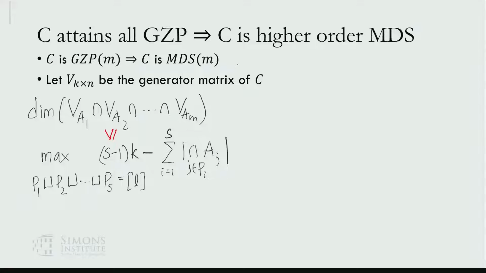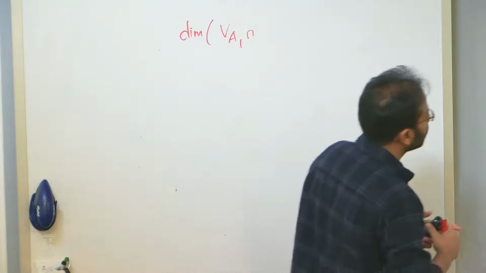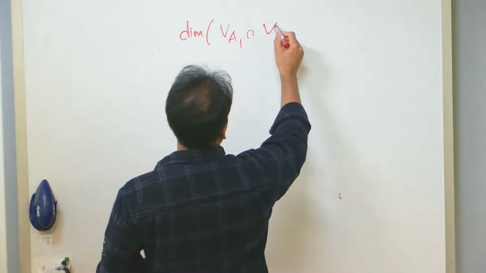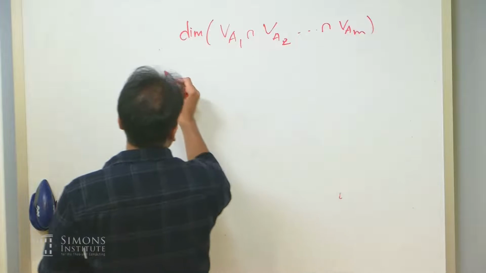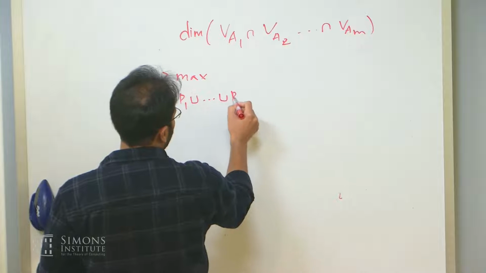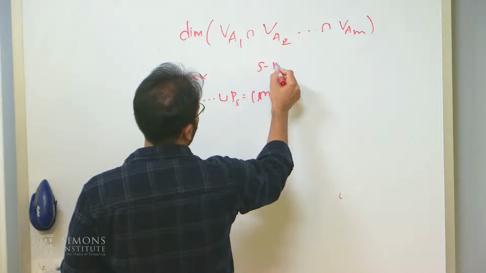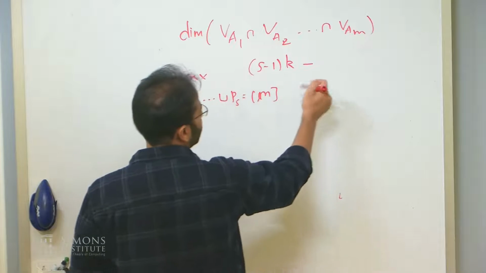So what is this saying? So the dimension of, sorry, M is L, yeah, it's the same thing. So I want to say the dimension of V, so M is not, oh sorry, yeah, you're right. This is M. M is at least the max over all partitions of M of S minus 1 times K minus, so the partition has S parts, so that's what this is.